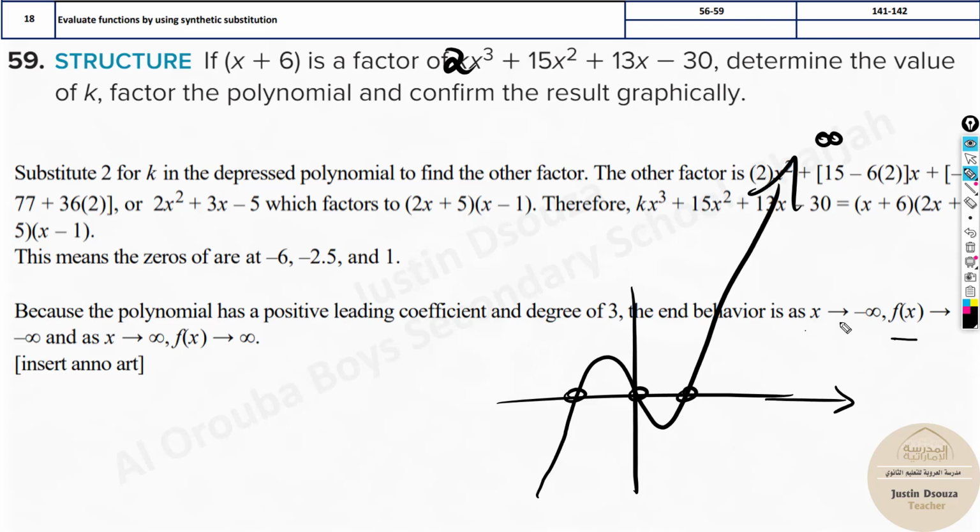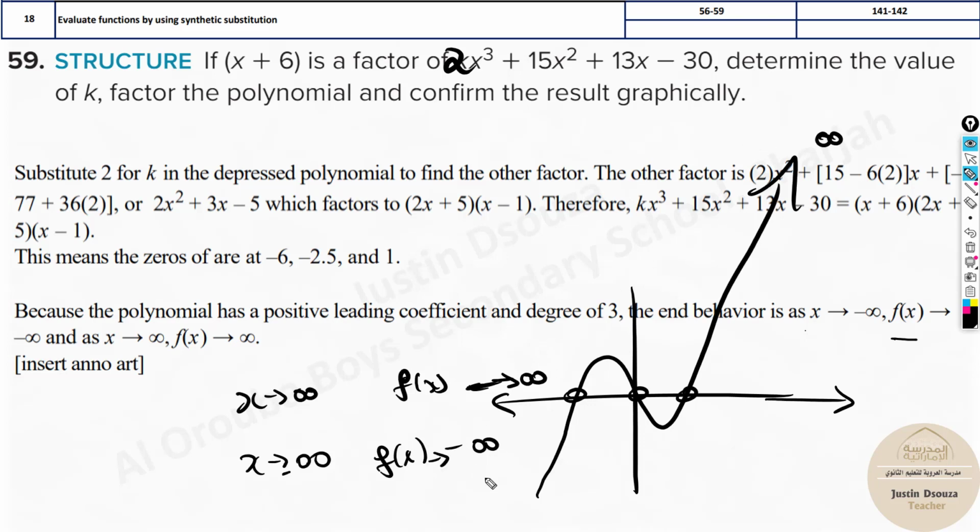Wait a minute, what is happening? I'll write over here the end behaviors. As x tends to positive infinity, the y value or f of x value must be positive infinity. This is tending to positive infinity. Whereas as x tends to negative infinity, on this side minus infinity, f of x or y value also will be negative infinity. This is the cubic graph. So this is the end behavior they have written. And that's it. That's the answer.